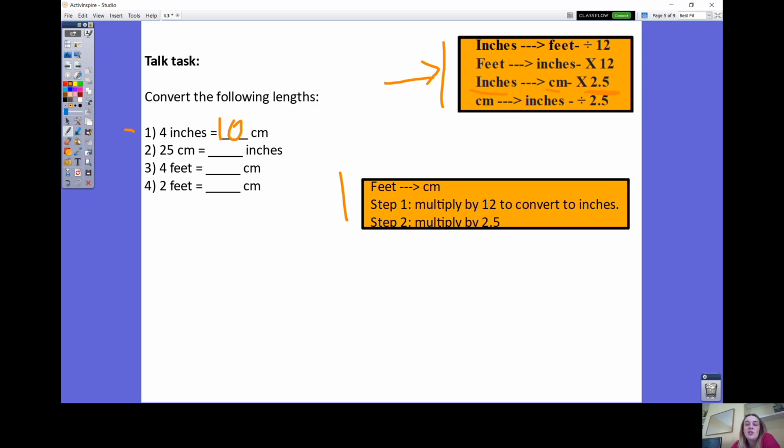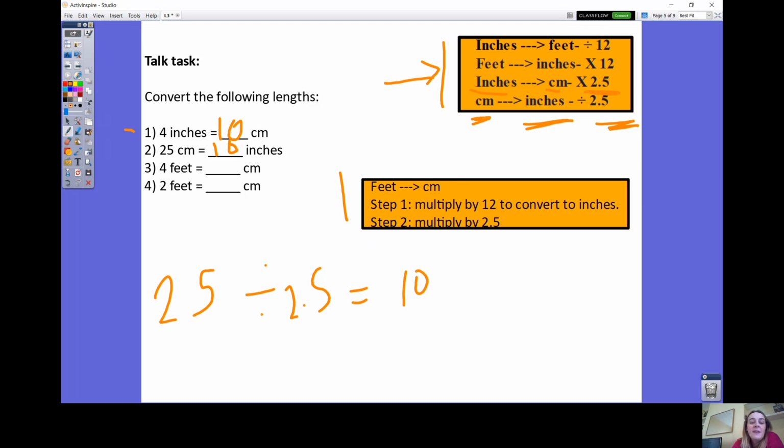25 centimetres to inches. This time I'll look here again. To go from centimetres to inches, you need to divide by 2.5. Again, I could do this in my head. 25 divided by 2.5, sorry, is equal to 10 because you need to move the decimal point once to the left. So that means you divide by 10. So it's 10 inches.